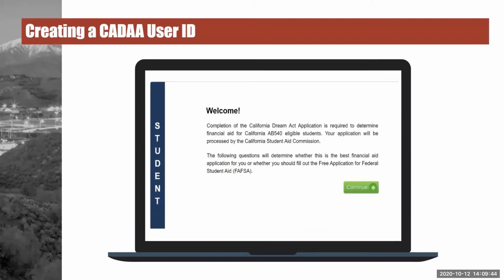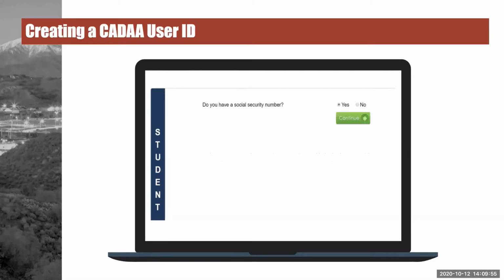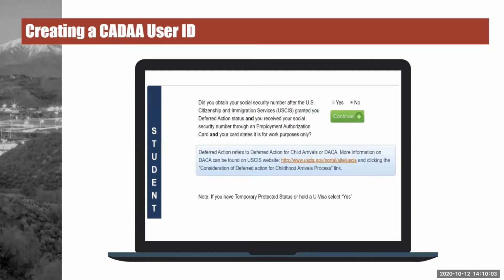Once you select the Start button, you are taken to this screen, which contains a welcome message and some basic information about the California DREAM Act application. Select Continue once you are ready to proceed. The first question presented asks whether you have a Social Security number. You will need to select yes or no based on your situation. If you select yes, you are then presented with a question asking if you obtained a Social Security number after being granted a deferred action status and whether you received the Social Security number through an employment authorization card, and your card states it is for work purposes only. Answer yes or no to this question in order to move forward.